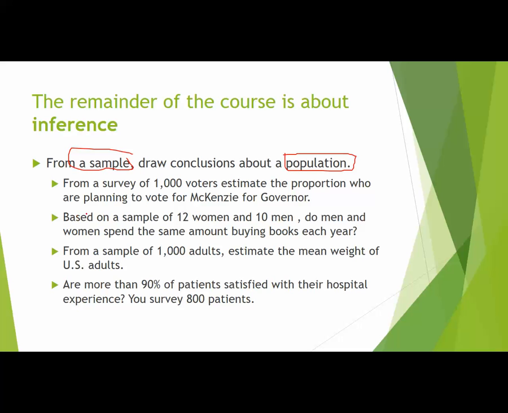So here's a question. From a survey of 1,000 voters, estimate the proportion who are planning to vote for McKinsey for governor. So use a sample of 1,000 to say something about all the voters. Or, based on a sample of 12 women and 10 men, answer the question, do men and women spend the same amount buying books each year? It's surprising that you can even think about that with such a small sample size, but you really can if it's a random sample. Or from a sample of 1,000 adults, estimate the mean weight of all U.S. adults.